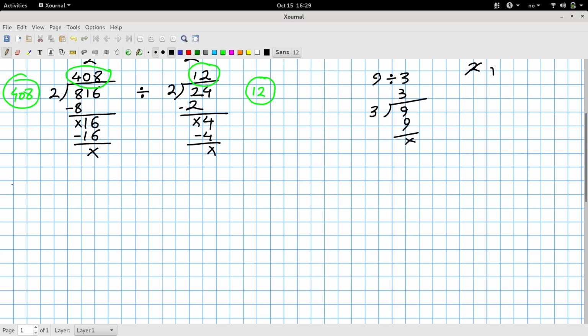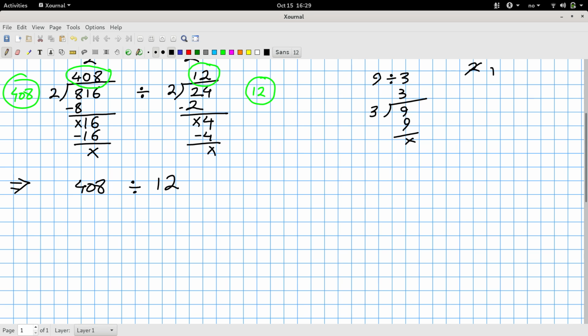Now what we have is, let me rewrite this clearly. We have 408 divided by 12. So we have successfully reduced some large numbers to a smaller number. They have to be divided by the same number.